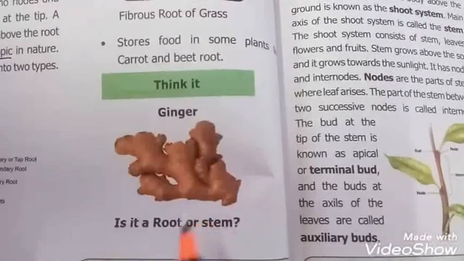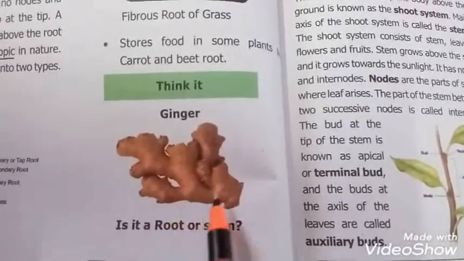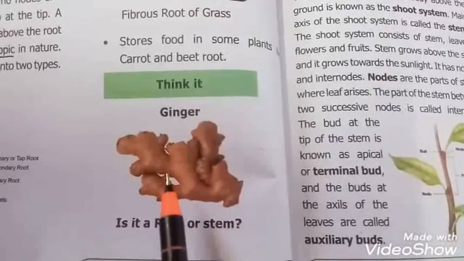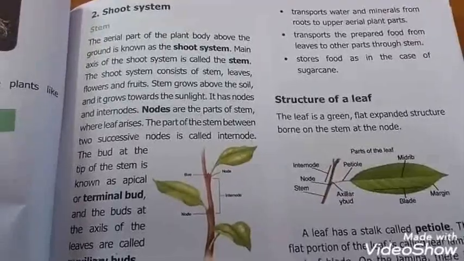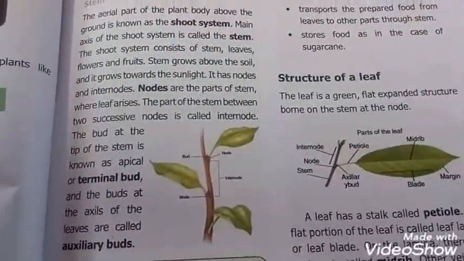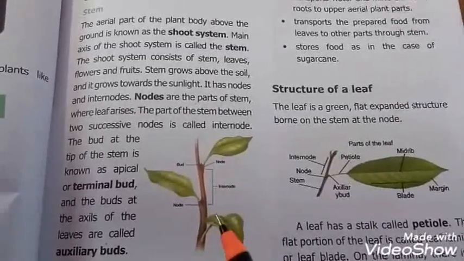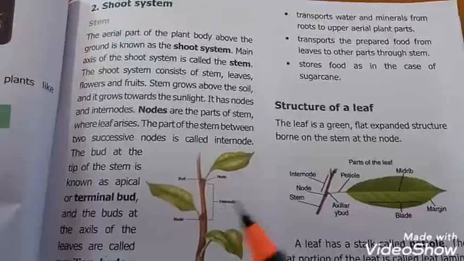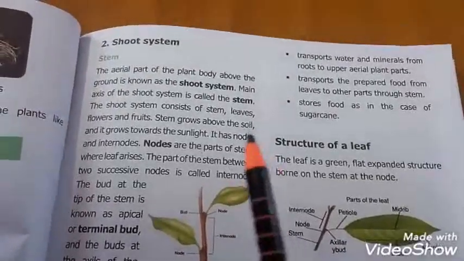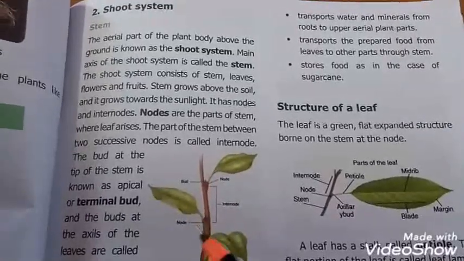This is ginger. Is it a root or stem? Yes, this is the stem part of the plant. Now we see the shoot system. The shoot system has many parts: stem, leaves, fruits and vegetables, flowers. The shoot system is the visible part. We can see that part.